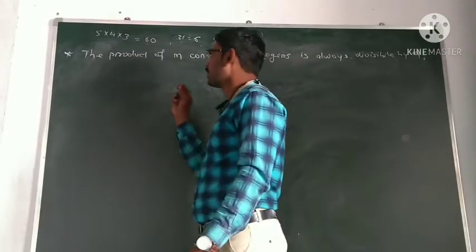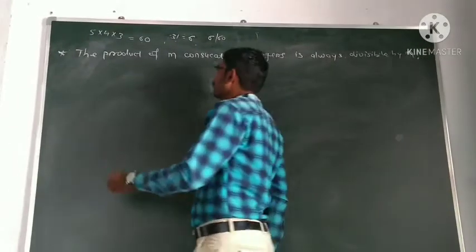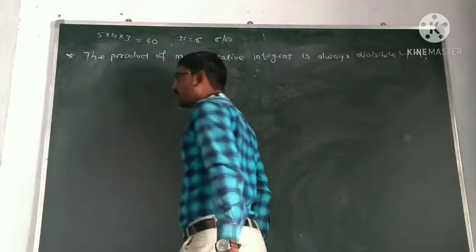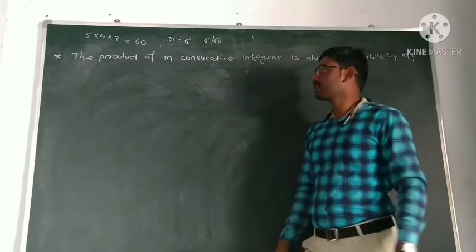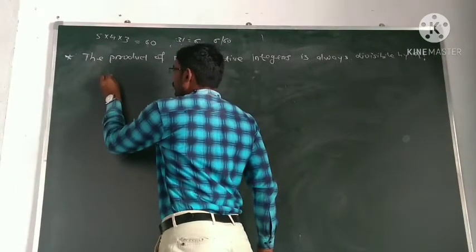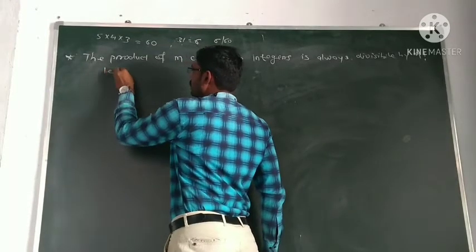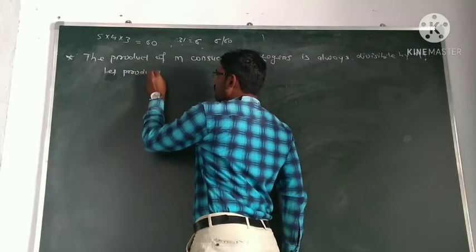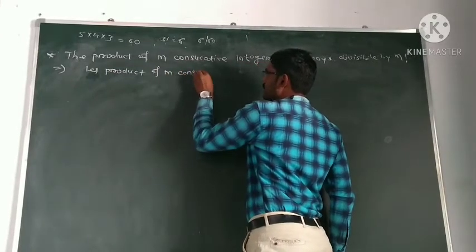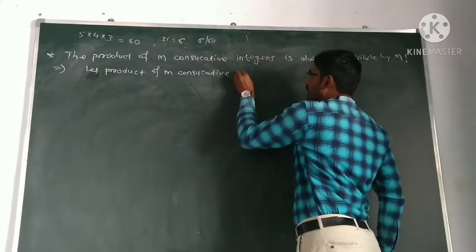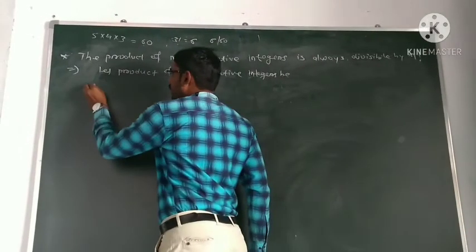So we will prove this theorem in 2-3 cases. For this, first we will write the integers. We will take m consecutive integers and take their product. Let the product of m consecutive integers be, so we will see the proof. We write m consecutive integers.